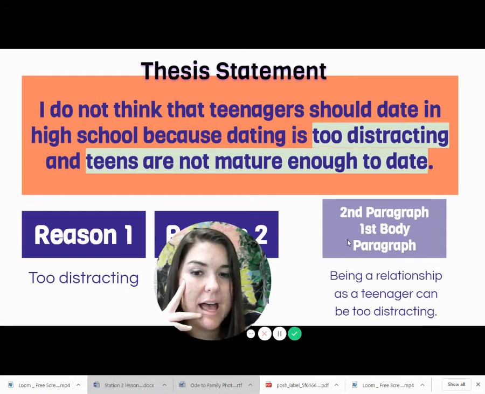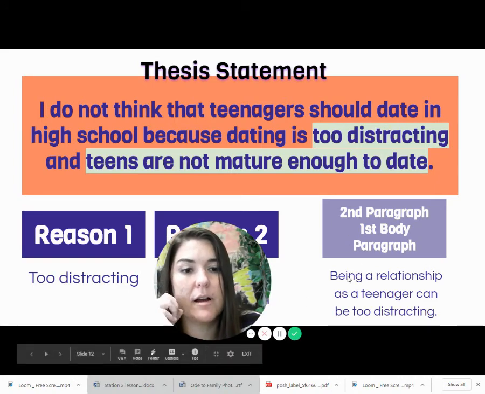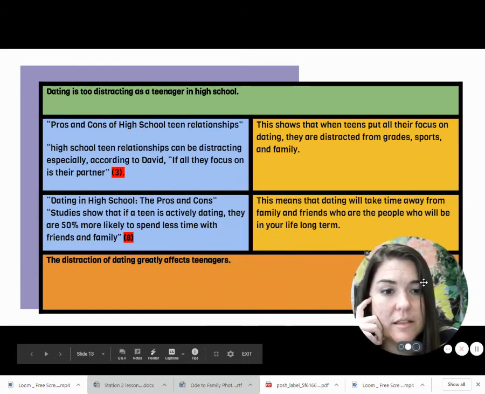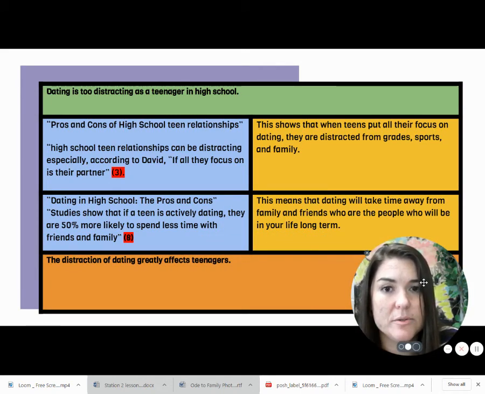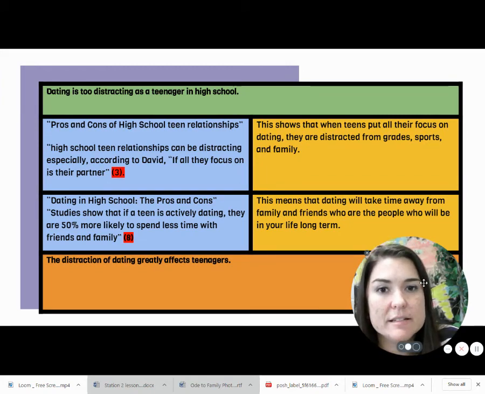So I'm going to take that, the too distracting, and put it into sentence form. It's the second paragraph, first body paragraph. Being in a relationship as a teenager can be too distracting. All right, so I used this graphic organizer again, the ToSEEC foldable. This is the electronic version. Dating is too distracting as a teenager in high school.